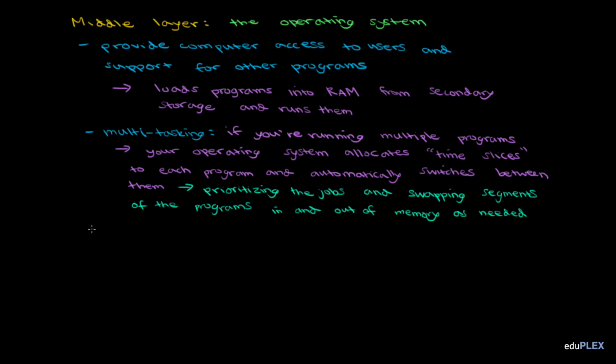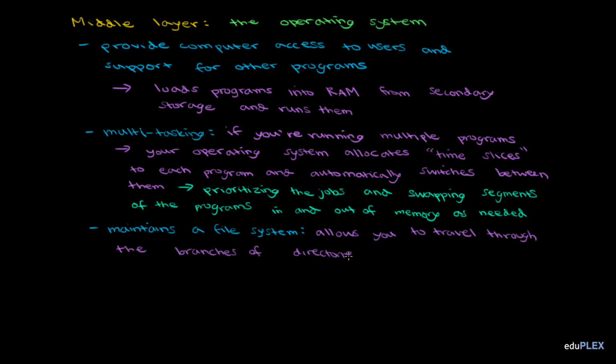The operating system also maintains a file system in your secondary storage, so when you're searching for the first draft files of your essay, you might go into your school folder, and then into your English class folder, and then finally get to your essay file. The operating system is what allows you to travel through all the branches of these directories and folders.